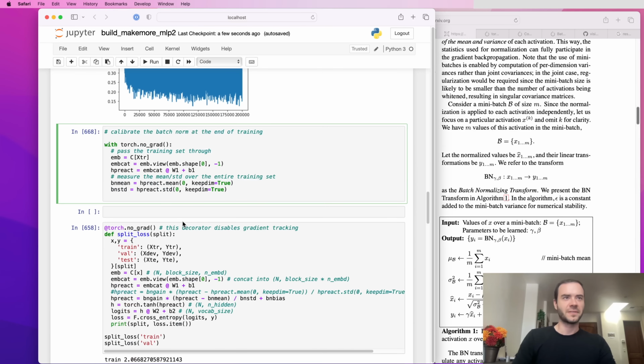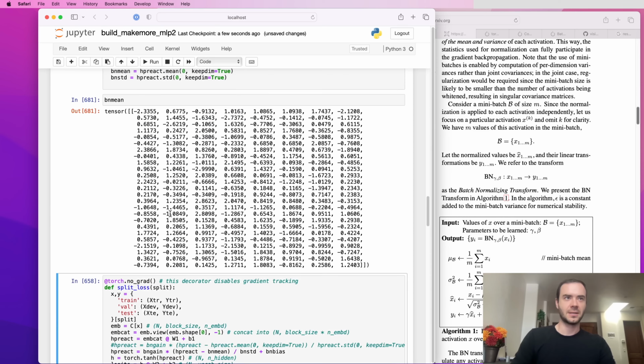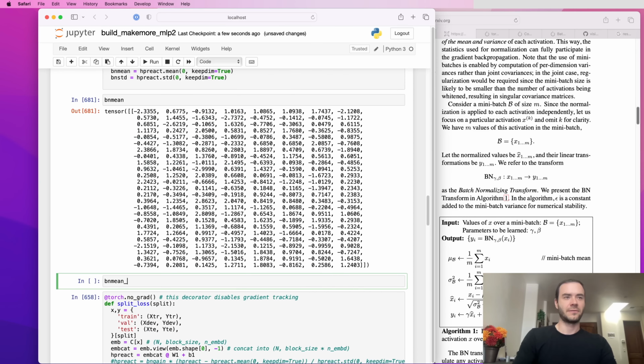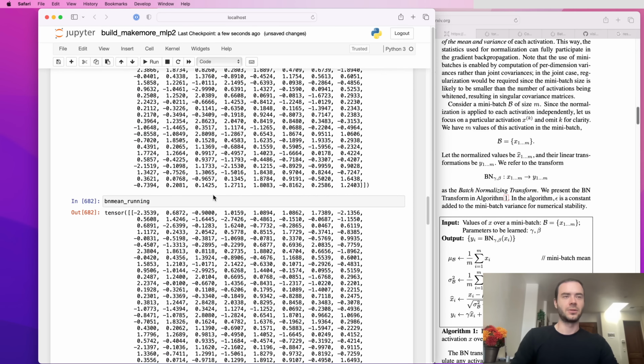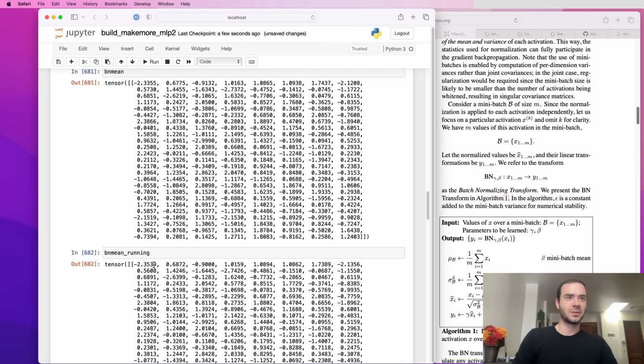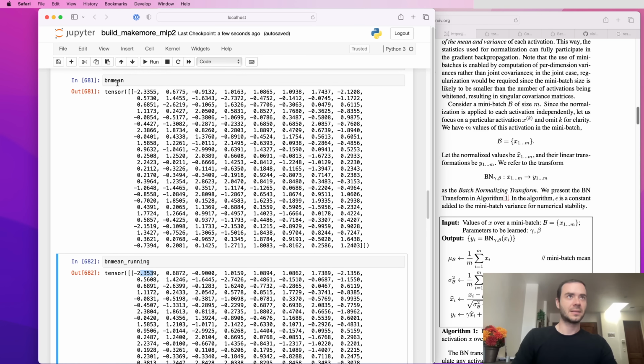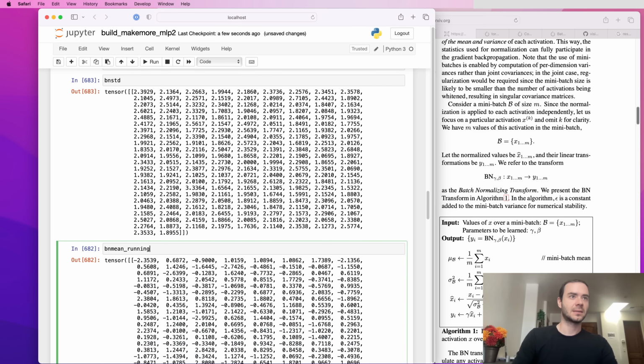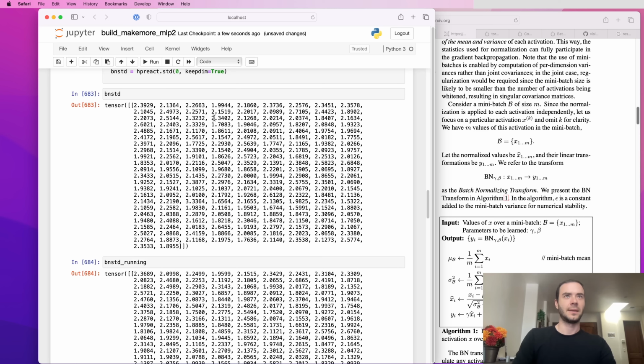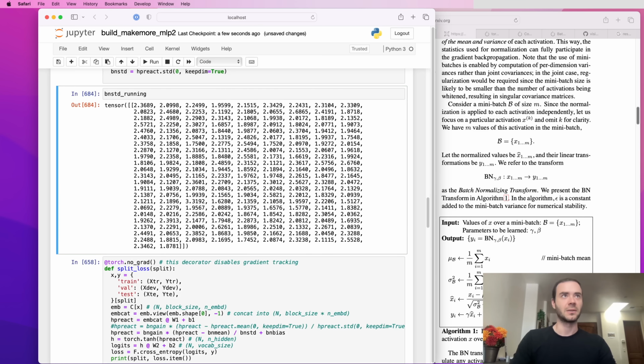Okay, so the optimization finished. I'll rerun the explicit estimation. And then the bnmean from the explicit estimation is here, and the bnmean from the running estimation during the optimization, you can see, is very, very similar. It's not identical, but it's pretty close. And in the same way, bnstd is this, and bnstd_running is this. And so you can see that once again, they are fairly similar values, not identical, but pretty close.